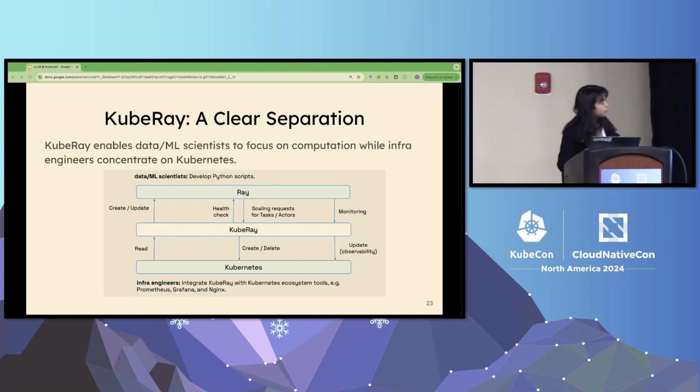So what's the benefit of such a layered structure? This layered structure with KubeRay provides a clear separation of responsibilities between the data and ML scientists and the infrastructure engineers. The data and ML scientists only write Python scripts within the Ray environment to create different tasks, to check health, and to handle scaling requests for distributed AI workloads. And the infrastructure engineers manage the Kubernetes environment. They integrate KubeRay with the Kubernetes ecosystem and can use the different tools we have in Kubernetes.